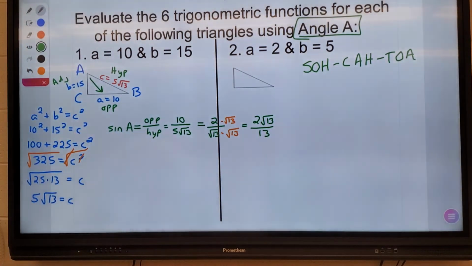Okay, now I can't simplify 2 over 13, and the square root of 13 is just kind of stuck in limbo there, so that is my answer.